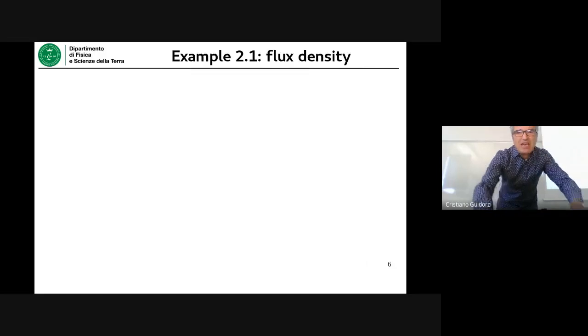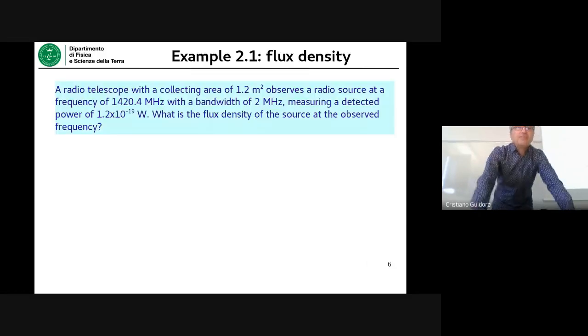So having introduced so many quantities, let's have a practical example of a calculation of flux density. A very, very simple kind of exercise. A radio telescope with a collecting area of 1.2 meters squared observes a radio source at a frequency of 1420.4 megahertz with a bandwidth, delta nu, of 2 megahertz, measuring a detected power of 1.2 times 10 to minus 19 watt. What is the flux density of the source at the observed frequency?